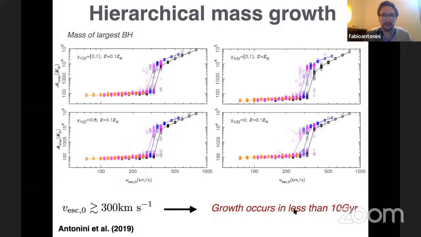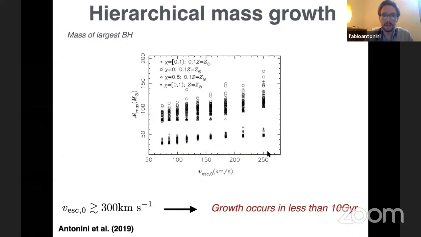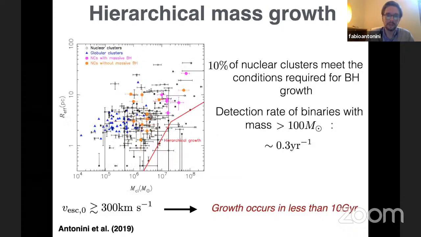This is simply a zoom of this region of parameter space that corresponds to escape velocities less than 300 kilometers per second, which are more relevant to globular clusters. And you see that in this case, the maximum mass that you can form in a star cluster through this repeated merger process depends very much on the assumptions about the spins of the black holes and the metallicity, but you really cannot form anything above 150 solar masses. So it will be hard to explain a source like GW190521 with this in systems that have an escape velocity less than 300 kilometers per second, at least initially, which would imply in most globular clusters, these sources are difficult to make.